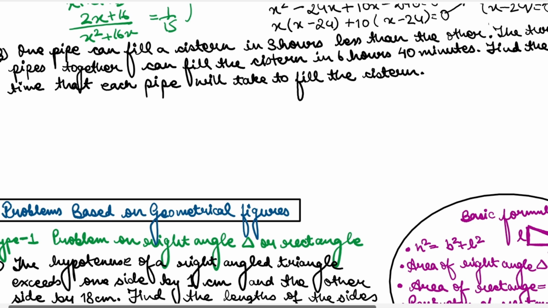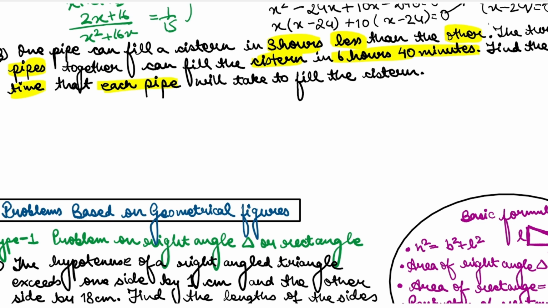The question says here that a pipe can fill a cistern in 3 hours less than the other. So it says that one pipe can fill the cistern in 3 hours less than the other. And the pipes fill together the cistern in 6 hours 40 minutes. Find the time taken by each pipe to fill the cistern. So in that case, how will you solve the question?